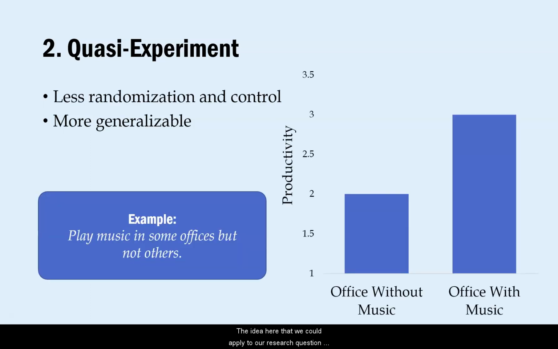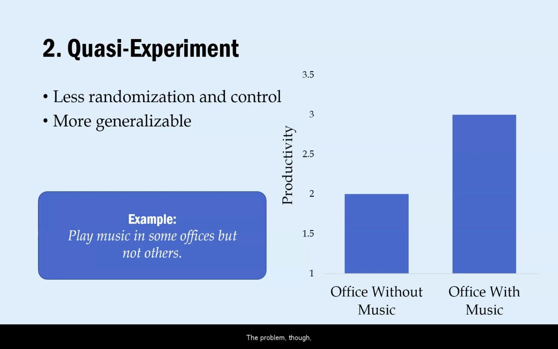The idea here that we could apply to our research question is that I could run a study where I go to different offices and I look for ones that are playing music, that have chosen to play music for their employees, and other offices that have chosen not to play music, right? So at the same time, I'm getting to compare a group of people who are working under conditions of music playing in the background to employees who are working under conditions of no music in the background. And here again, I might say that listening to music was associated with increases in productivity.